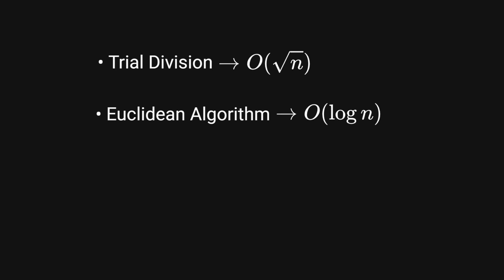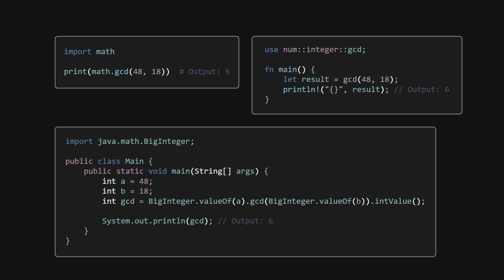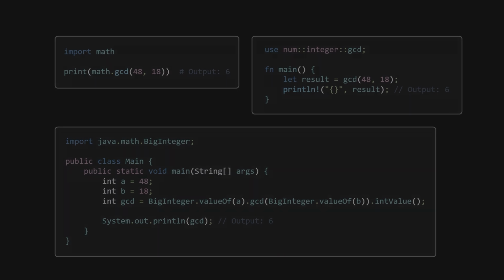To truly appreciate the difference in performance between these two algorithms, let's choose a large value for n, such as 100 million. In this case, the approximate number of steps required for trial division is 10,000, while the Euclidean algorithm requires only about 27 steps. Now you know that when you run the GCD method in a library of your favorite programming language, it uses some variation of the oldest known algorithm under the hood, the Euclidean algorithm.